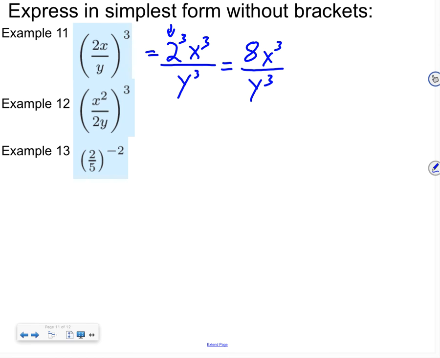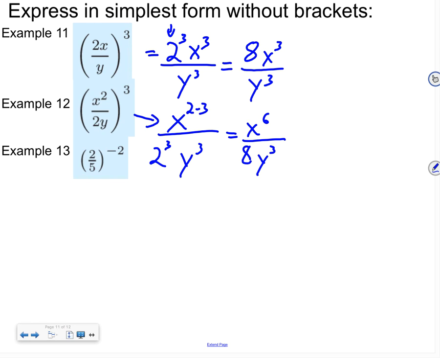Okay, the next one, I'm going to simplify number 12, and so I'm going to see it's a power raised to a power, so it's going to be x to the 2 times 3 over 2 cubed y cubed. This 2 times 3 is going to be x to the 6th over 2 cubed, which again is 8, and y cubed there. X's and y's are different bases. I can't simplify those. So that's as far as I can get.